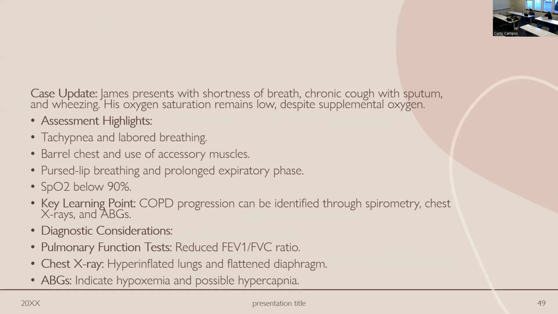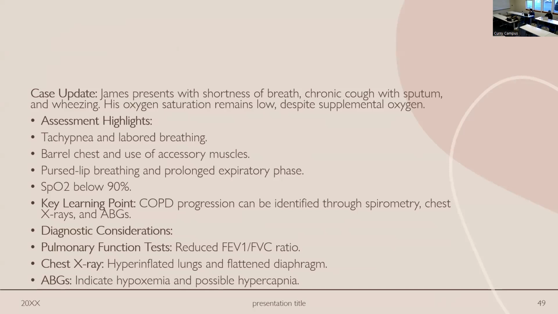James presents with shortness of breath, chronic cough with sputum, and wheezing. His oxygen saturation remains low despite supplemental oxygen. Assessment highlights he's tachypneic with labored breathing. Barrel chest, so he's had it for a while. And the use of accessory muscles, pursed lip breathing, and prolonged expiratory phase. SpO2 below 90%.